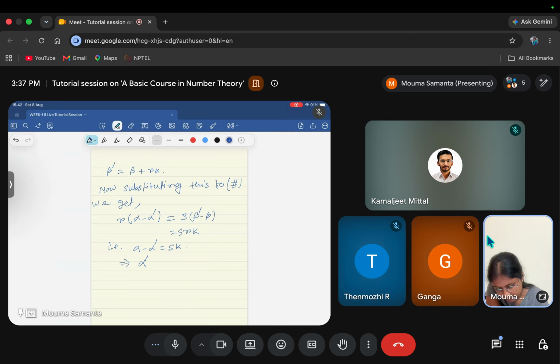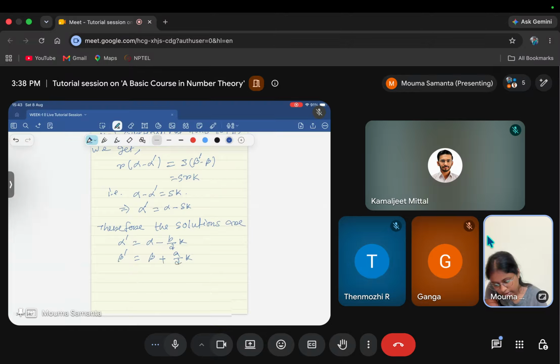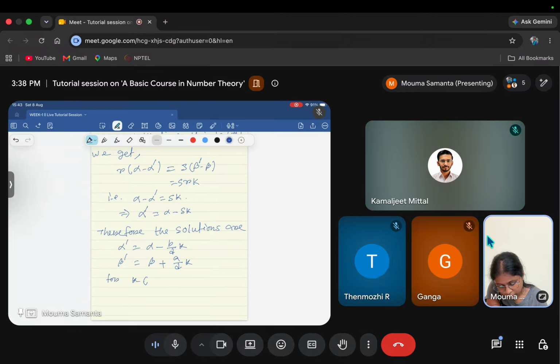So alpha minus alpha prime equals SK, so alpha prime equals alpha minus SK. Therefore the solutions are alpha prime equals alpha minus SK, what was S? S was b by d, times k, and beta prime was beta plus r, which was a by d times k, for k belongs to Z.